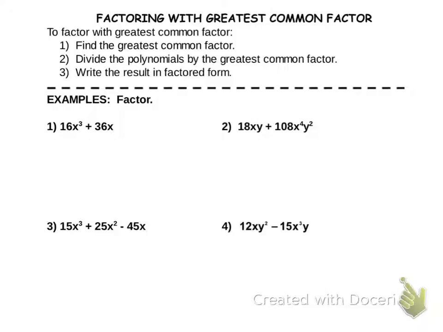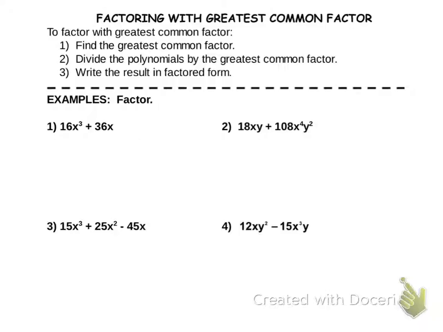To factor with the greatest common factor, you're going to find the greatest common factor, so identify it, like we just now did. Divide the polynomial by this greatest common factor, and then write the result in factored form. So here we go. Here's step one. We're going to find the greatest common factor first.